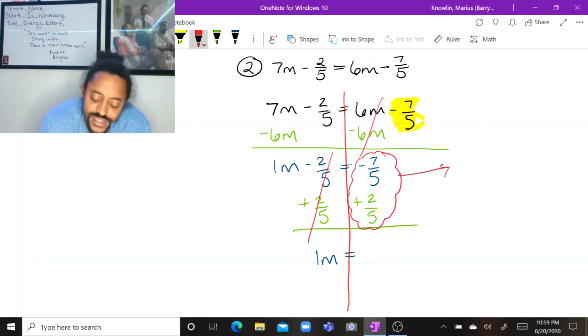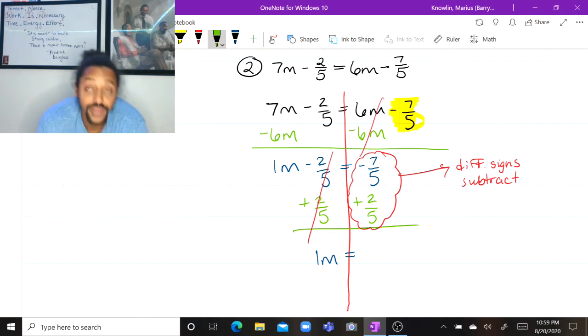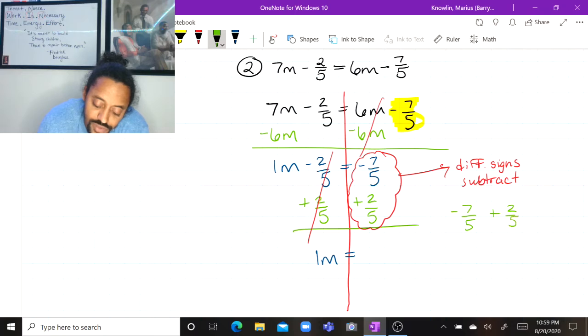Well, if we look at the signs, we know that there are different signs. And with different signs, we subtract. Okay? First thing we want to make sure we do when we subtract these are the denominators the same. And since they are, we can just go ahead and subtract. We have negative 7/5, we have positive 2/5. We really are subtracting to get our answer.